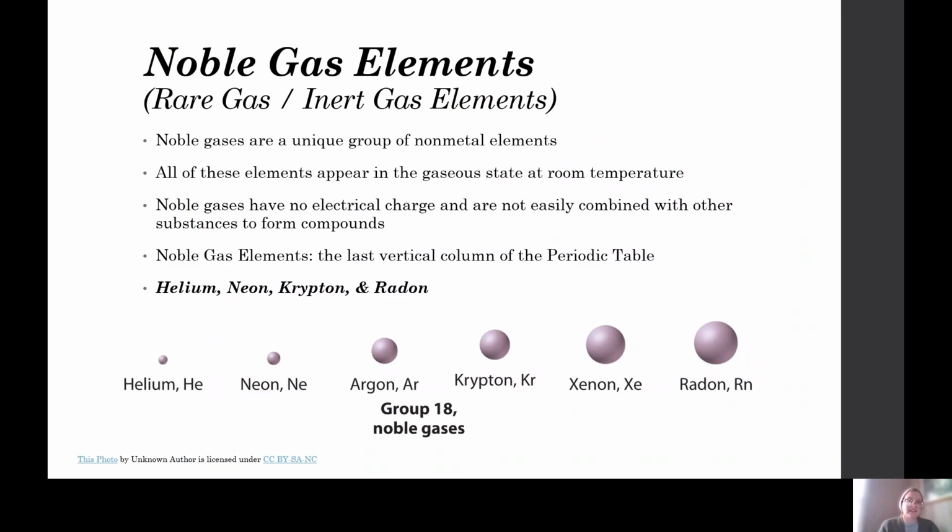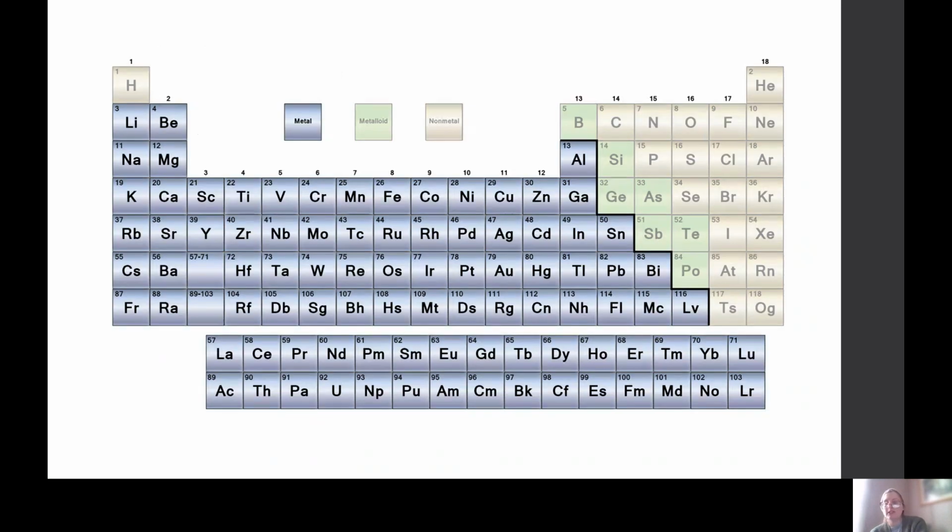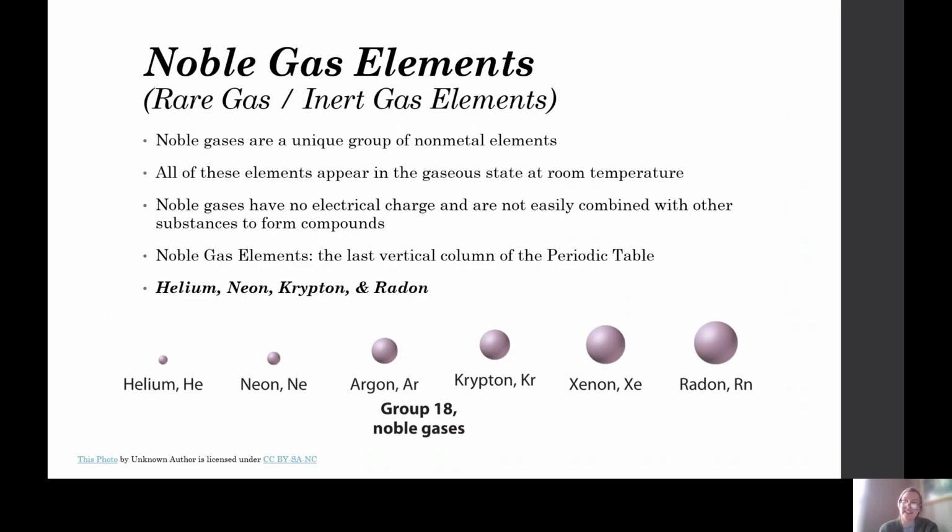So then we have the noble gas elements, which are also known as the rare gases or the inert gas elements. And they are a unique group of non-metal elements. All of these elements appear in the gaseous state at room temperature. They have no electrical charge and are not easily combined with other substances to form compounds. Noble gas elements are that last vertical column of the periodic table. So column 18: helium, neon, argon, krypton, xenon, and radon. Those are your noble gases.